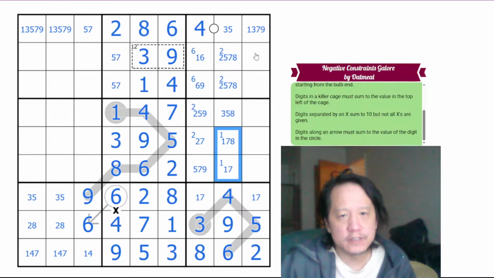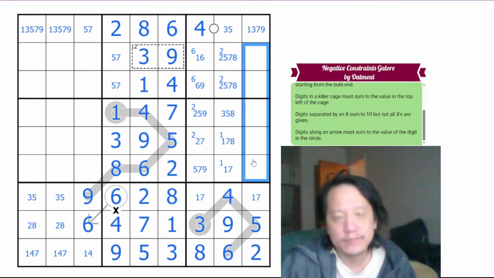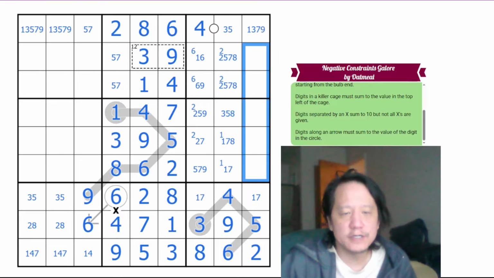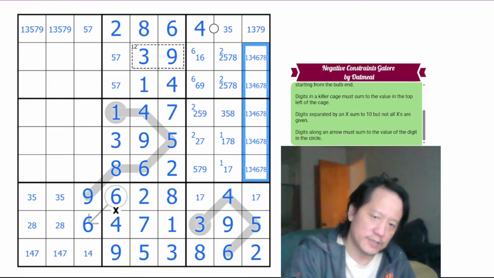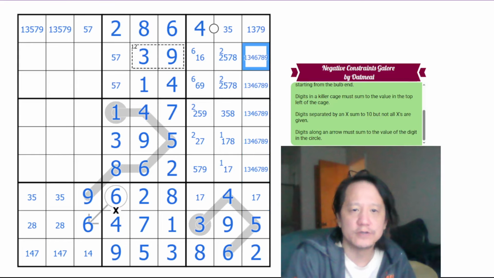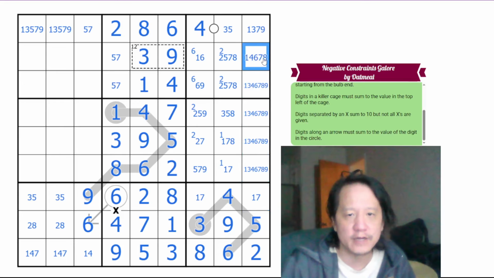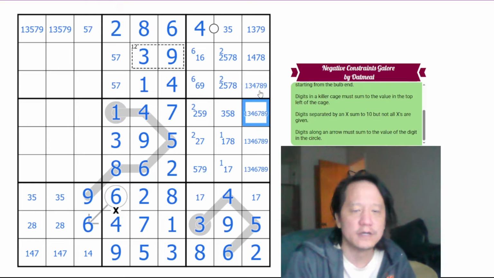Remaining digits, this is kind of painful, but remaining digits in column 9. We have 1, 3, 4, 6, 7, 8, 9. So no 3, 9. These cannot have a 6 in it. No 1, 4. No 4 here because of the 4 in the region. No 1, 4, 7. No 3 or 9. No 6 or 8. Okay.